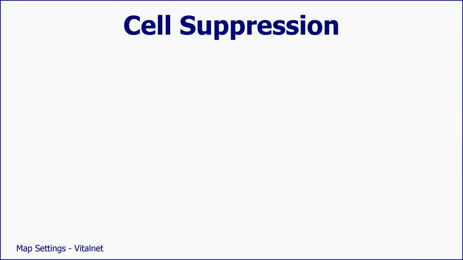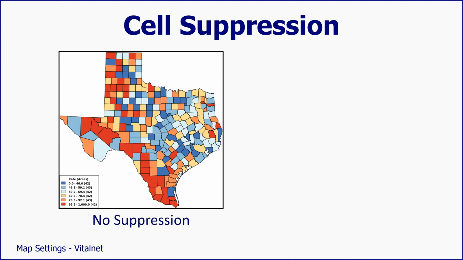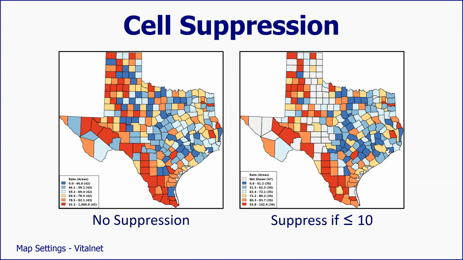Cell suppression. The default is to color all the areas, no suppression. However, you can choose to suppress coloring for areas with low counts. The map on the right suppresses any areas with 10 or fewer events, such as deaths or births. Areas with low counts tend to be unstable. Just a few events cause rates to fluctuate. By suppressing areas with low counts, you can highlight areas with more stable results.